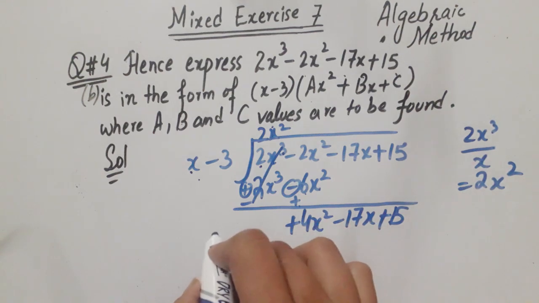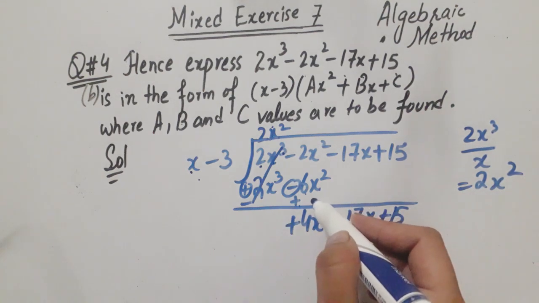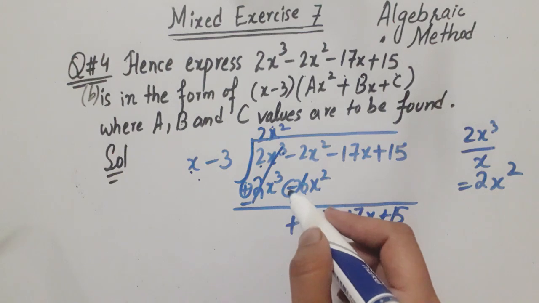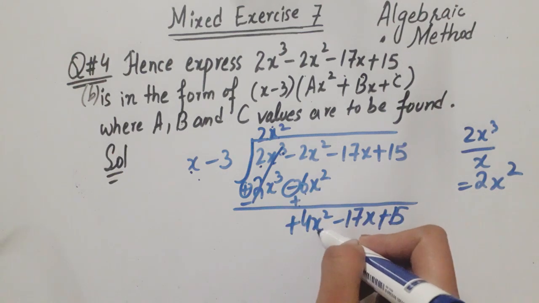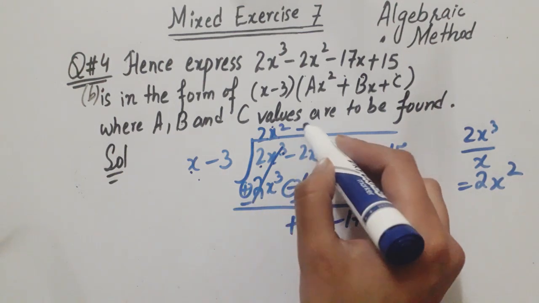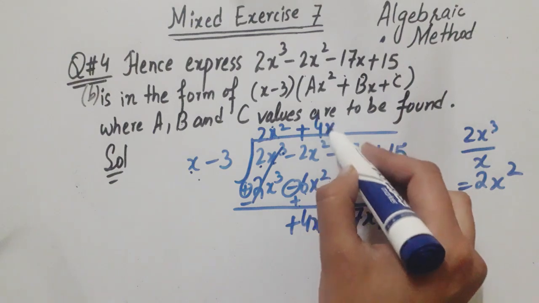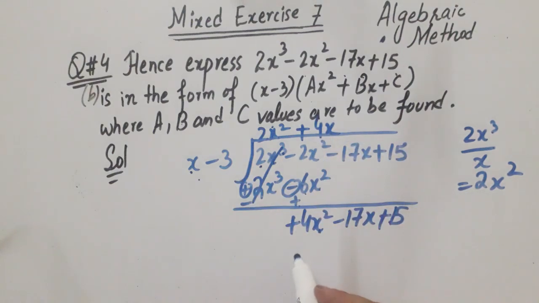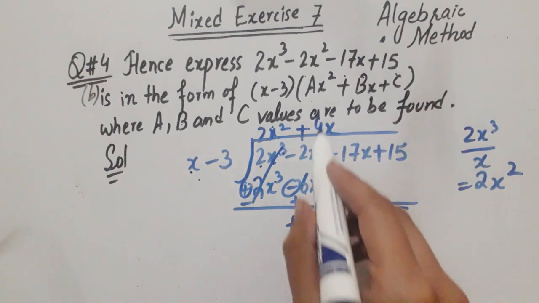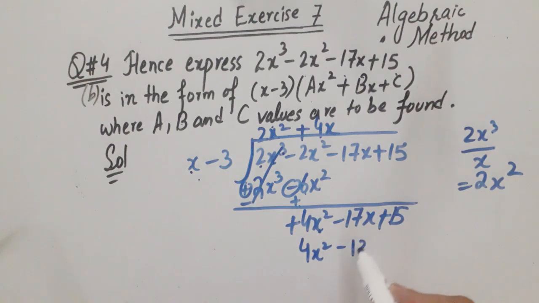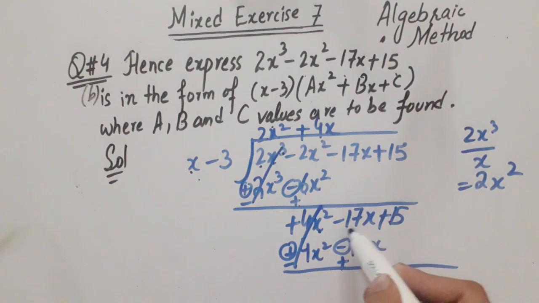Now you will take 4x square, and multiply this by 4x. So this will be equal to 4x square. 4x multiply minus 3 is minus 12x. Change the old sign and get the new sign. Minus 17x plus 12x is minus 5x, plus 15.